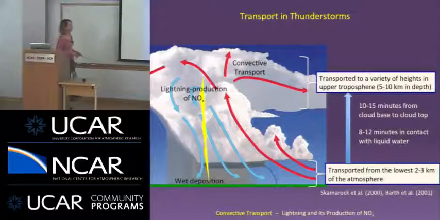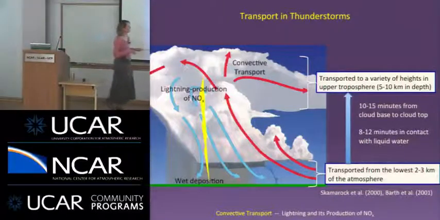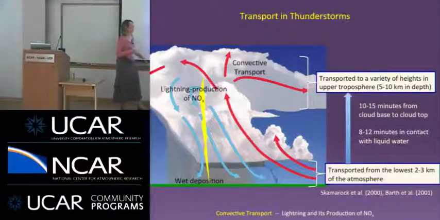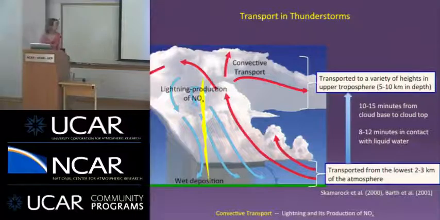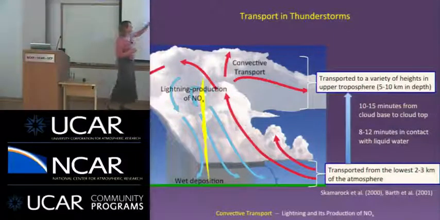One of the things I wanted to point out in terms of the convective transport is shown here, that we're moving things from the lowest couple of kilometers of the atmosphere to the region of the upper troposphere that covers a little bit broader depth of 5 or so kilometers, but also the transport times it takes to go from cloud base to cloud top. And so an analysis, again, that Bill Skamarock led, showed that it took about 10 to 15 minutes to go from cloud base to cloud top.